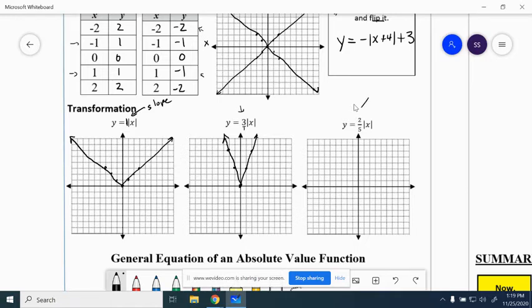All right, now this one, again, our vertex hasn't changed, so that's right here. And we're going to go up 2 over 5, 1, 2, 3, 4, 5. And again, we're going to reflect over the y-axis. So if I'm 5 spots away to the right on the right side, I'm going to go 5 spots in the other direction. 1, 2, 3, 4, 5. It's going to be right there.